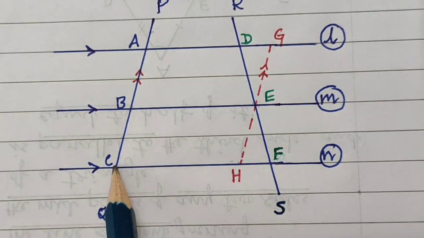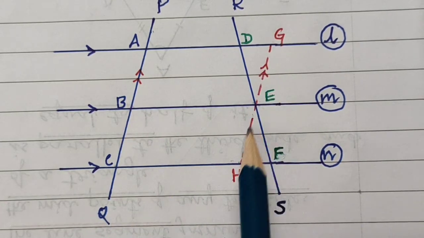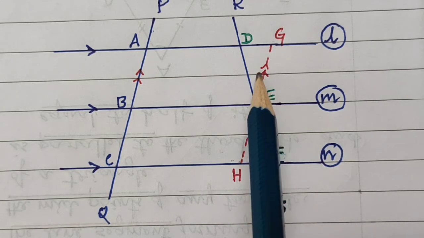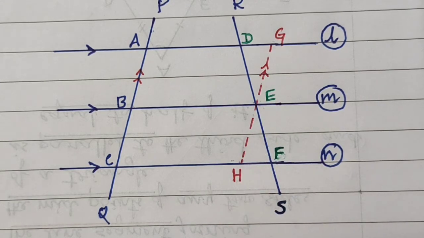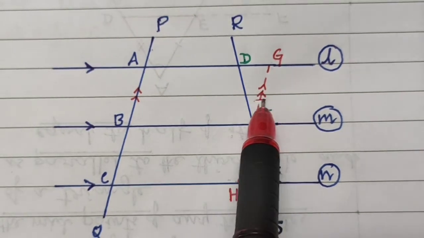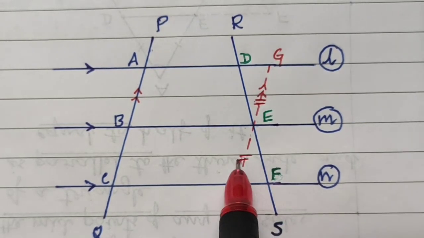AB is equal to BC, but AB is equal to GE, BC is equal to EH. Therefore, GE is equal to EH.